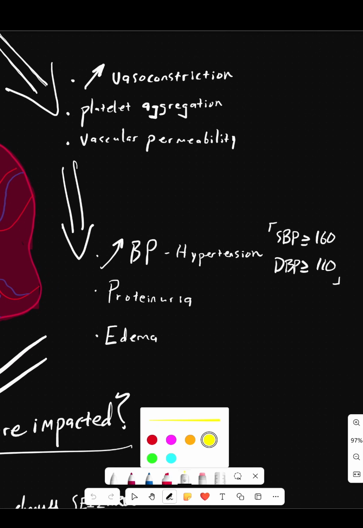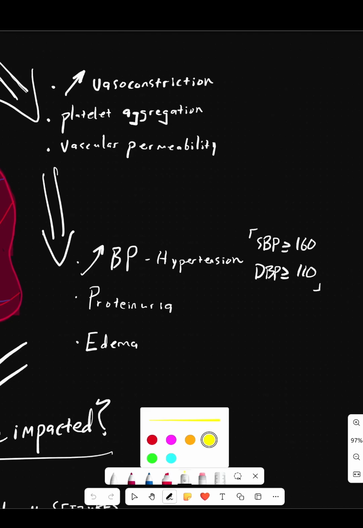Some of the hallmarks of these patients are going to be increased blood pressure. I want you to keep an open mind about numbers, because every time we put corners and edges on things, you see a patient who falls between them. But clinically, a lot of times this is going to be systolic greater than or equal to 160, and diastolic greater than or equal to 110.